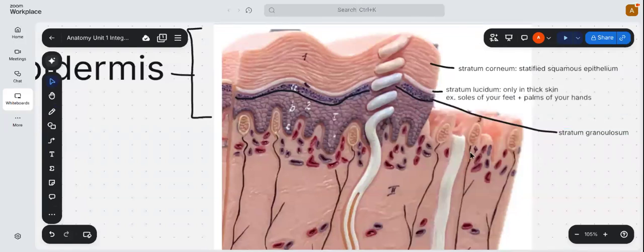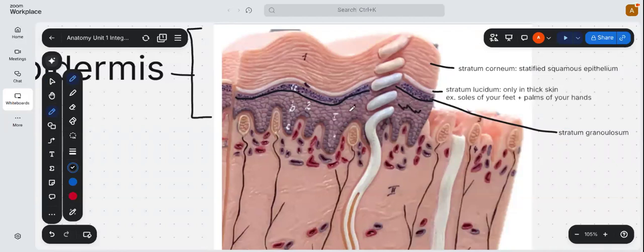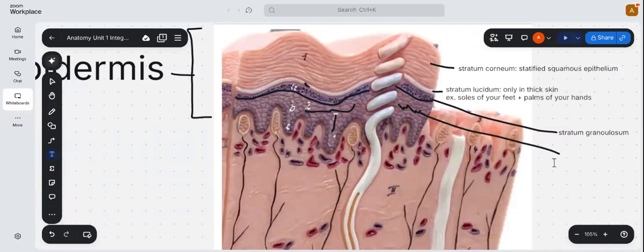Next, we have your stratum spinosum, which is going to be the light purple portion. So all of this stuff that's in the middle and then it goes down. All of that is the stratum spinosum.